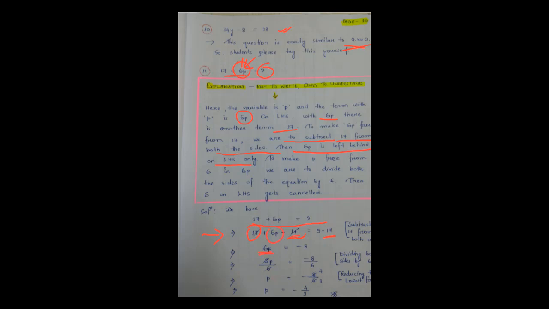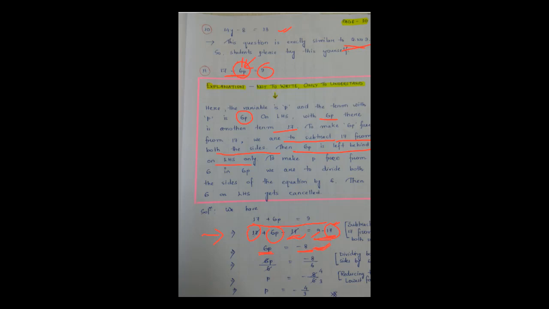So LHS now carries only 6p, while on the RHS we find the term 9 minus 17. You already know this kind of calculations. The bigger term is carrying negative sign, while the smaller term is positive. So while carrying out the operation is subtraction, and the result will be carrying negative sign with it. So here the answer on the right hand side we are getting as minus 8.